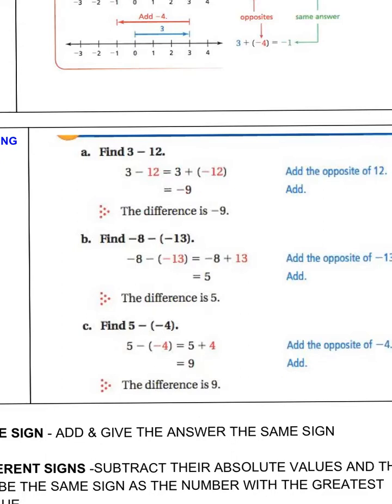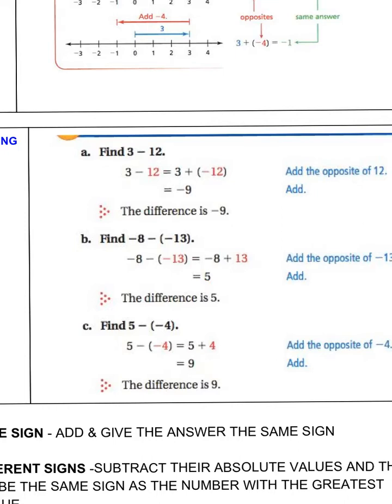All right, let's look at this next one. Remember, SAO: subtract, add opposite. We have negative 8 minus negative 13. So we have to add its opposite. The opposite of negative 13 is 13. Negative 8 plus 13, different signs. So the sign with the greatest absolute value is the sign of the answer. You can see 13 has a larger absolute value. So the answer is positive 5, because the 13 is positive.